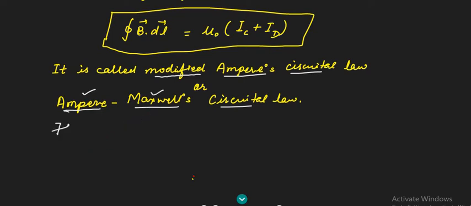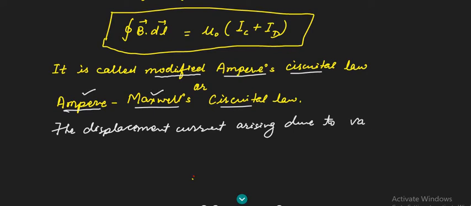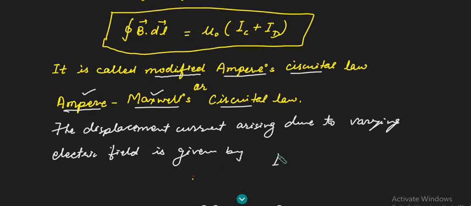I am talking about the displacement current. The displacement current arising due to a varying electric field is given by ID, represented by ID, is equal to epsilon naught d phi E by dt, because it is due to the variation in the flux, d phi by dt, the change in flux with time.